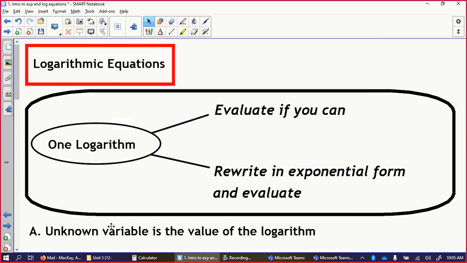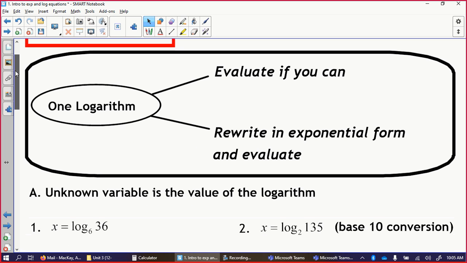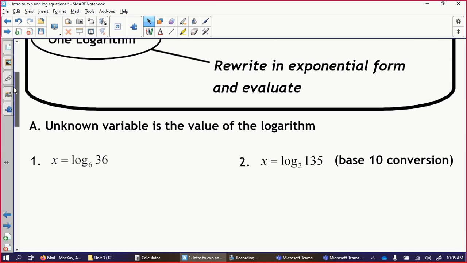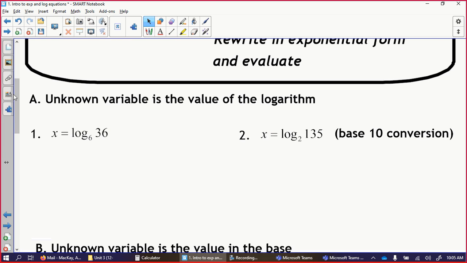This will be nice and quick. So evaluate if you can. If you can take a logarithm. The other trick, if there's only one thing, put it into exponential form and see what you can do from there. So we have something as simple as questions that we've done for a little bit. Log base 6 of 36. What power do you raise 6 to get 36? Well, that's just 2.